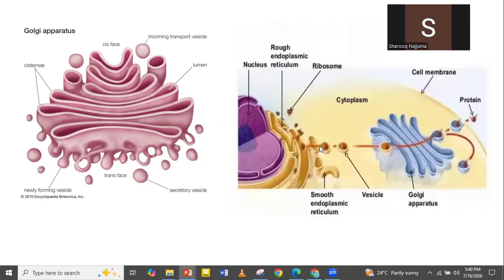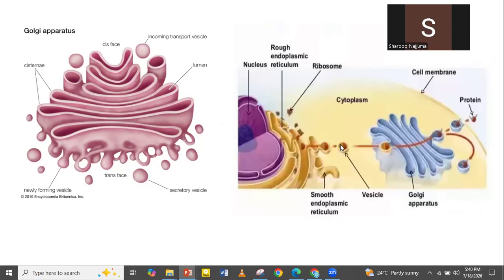As the proteins leave, I told you that they leave in the form of vesicles. So an outgrowth grows on the RER and it buds off and breaks off and forms a vesicle. What is a vesicle? A vesicle is like a small sac or a small vacuole, a small sac that is enclosing some different materials, like in this case, it's enclosing the proteins.